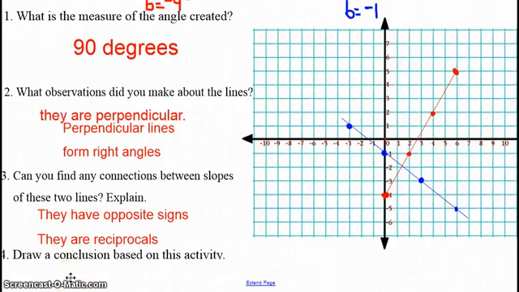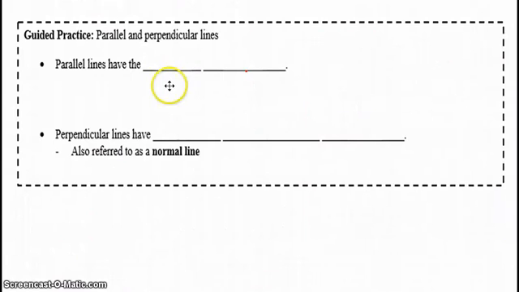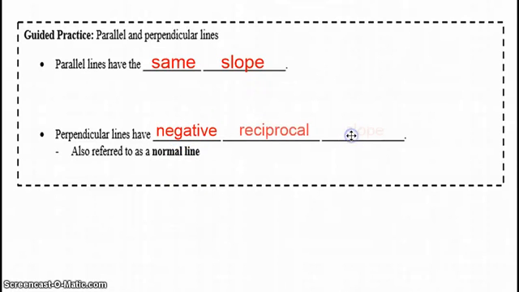Draw a conclusion based on this activity: perpendicular lines have negative reciprocal slopes. Parallel lines have the same slope. If it has the same y-intercept, the line is just going to sit on top of the original. Perpendicular lines have negative reciprocal slopes, and perpendicular lines are also referred to as normal lines.